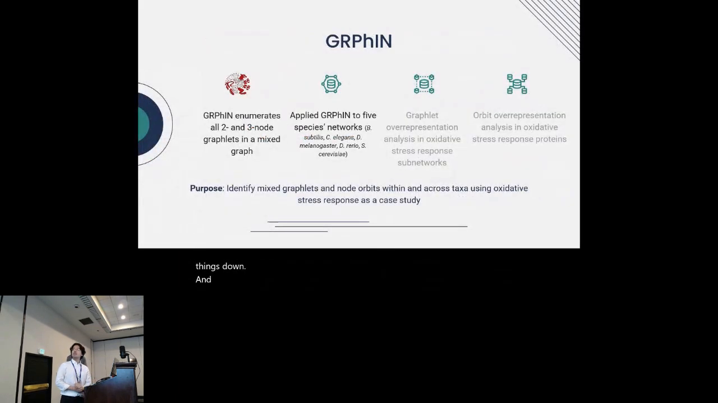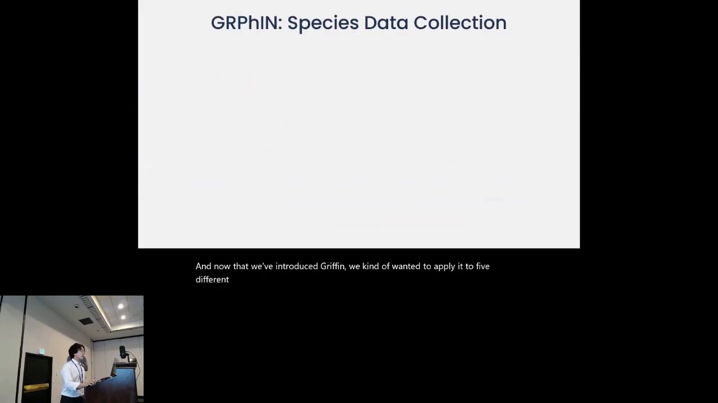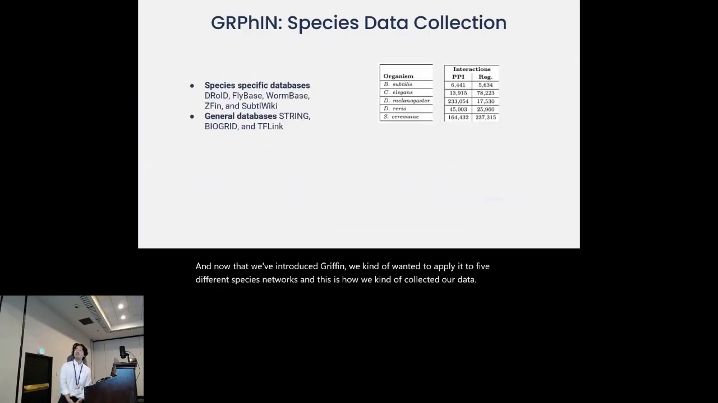Now that we've introduced GRPhIN, we wanted to apply it to 5 different species networks, and this is how we collected our data. We used 5 different non-human species. As you can see here on the table, we have varying sizes in terms of interaction types. The largest network that we have is the yeast, which has almost 400,000 edges in total. They're collected from species-specific databases and general databases. And all of these files are available in our repository if you'd like to use them in other projects or in GRPhIN.